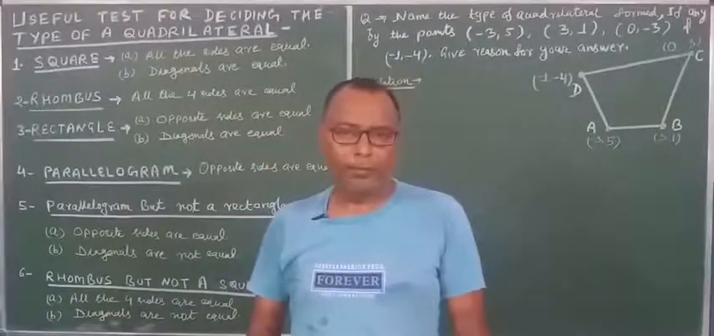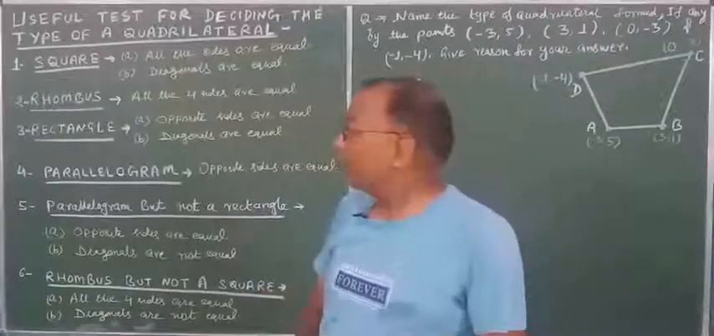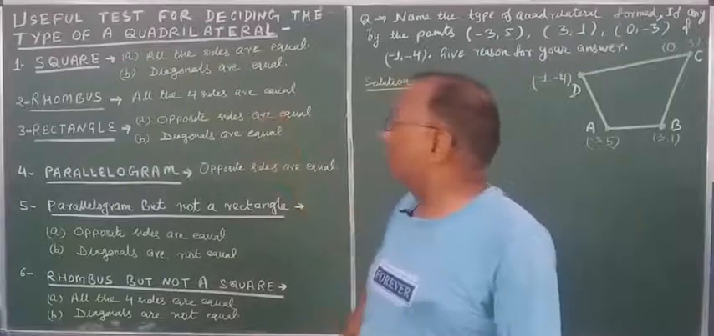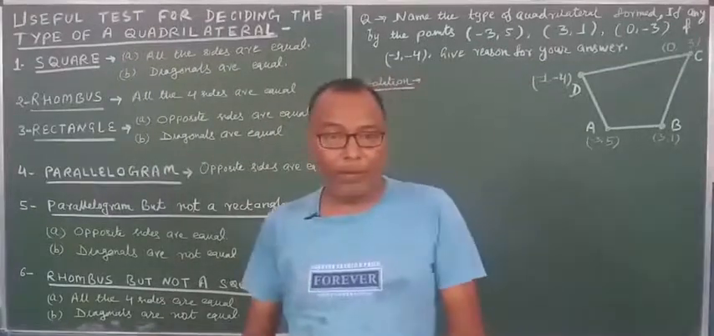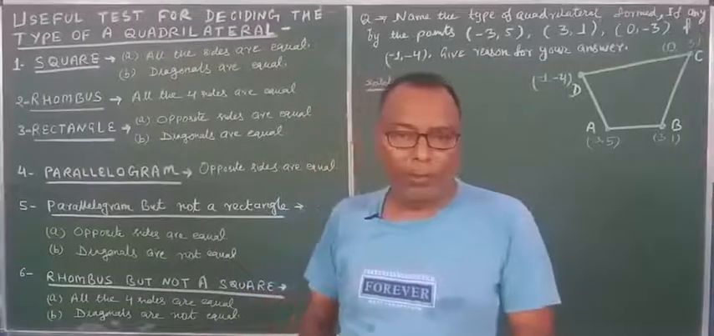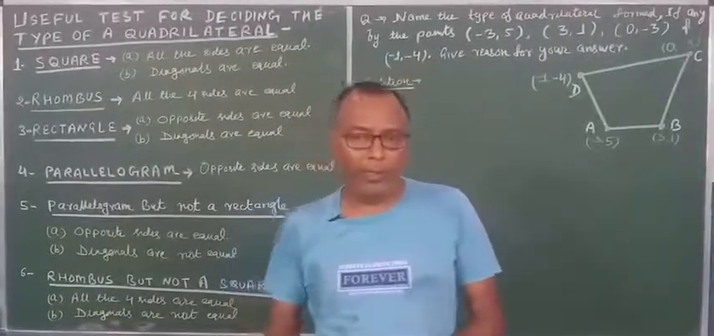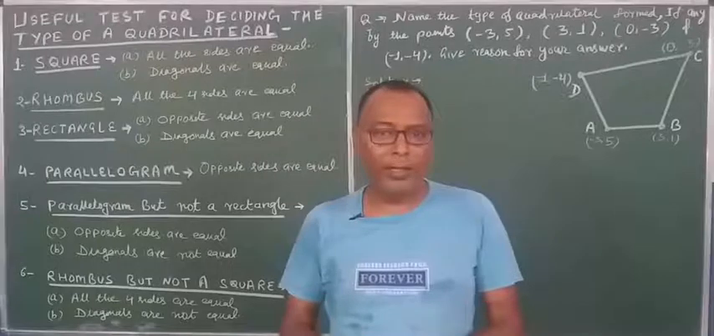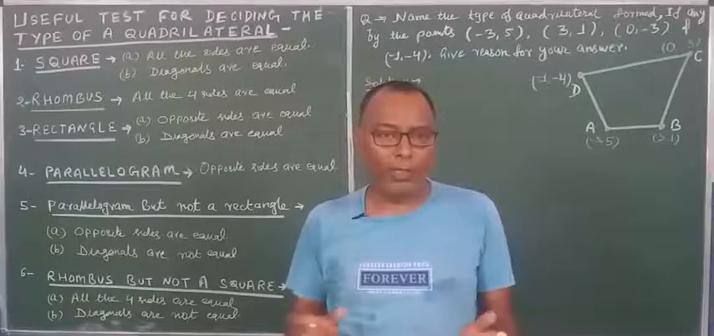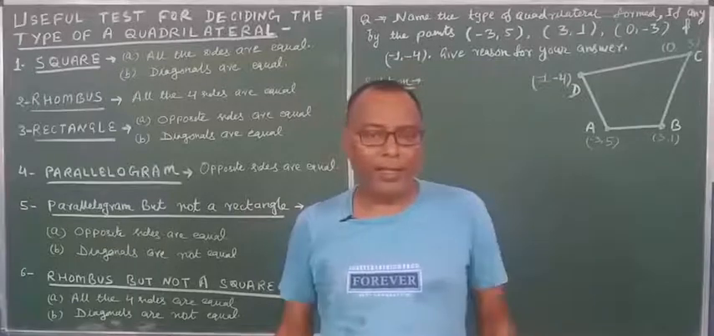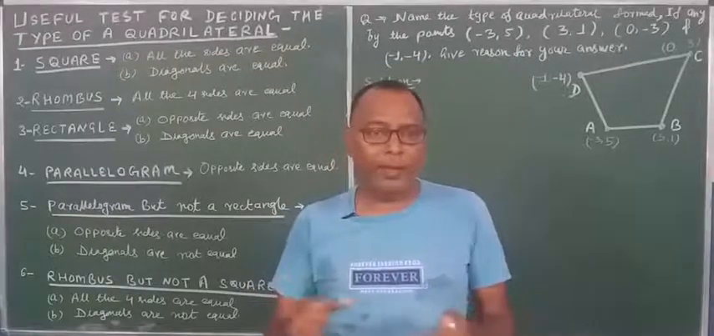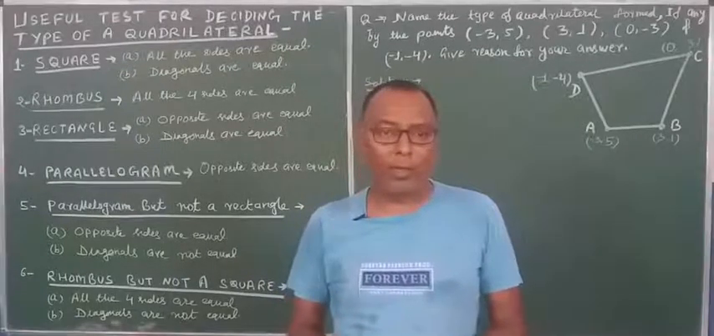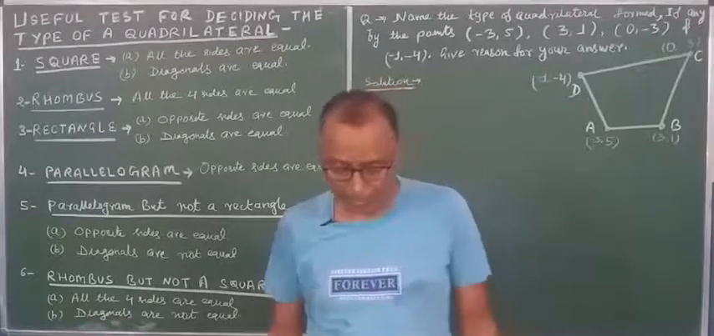So today we are starting with some useful tests for deciding the types of a quadrilateral. A quadrilateral will be given to you, 4 coordinates will be given there, and you have to decide what kind of quadrilateral it is. How will we find out from those 4 coordinates what type of quadrilateral it is, whether it is a square, rhombus, parallelogram, rectangle, etc.? So just look here.